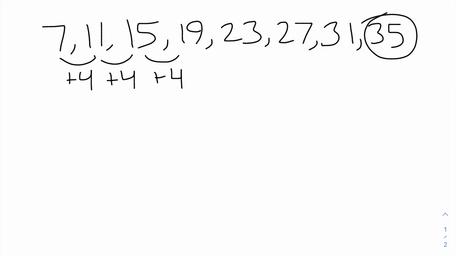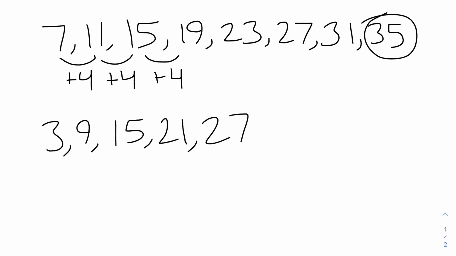Now what if instead we had something like 3, 9, 15, 21, 27, and we want to find the 17th term of the sequence. Well, this time, we probably shouldn't just write out all the terms in the sequence because that would take a long time. So let's find a more efficient way. This is an arithmetic sequence again, and the common difference is 6.